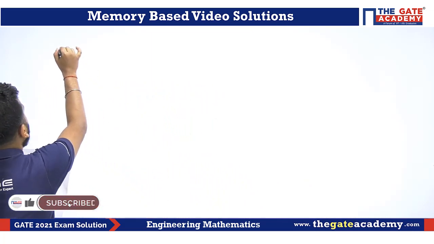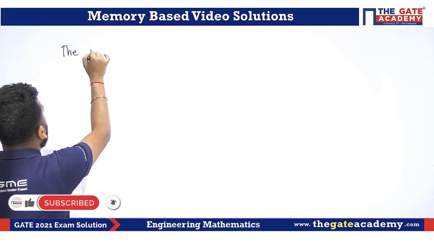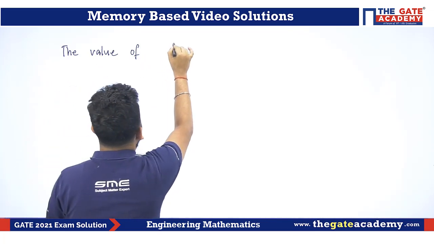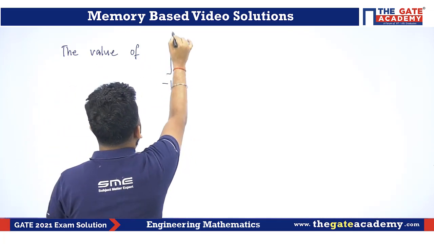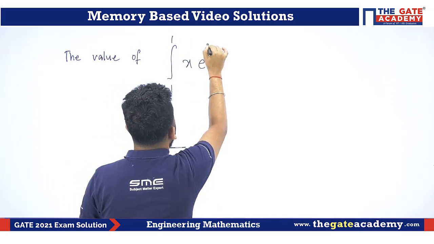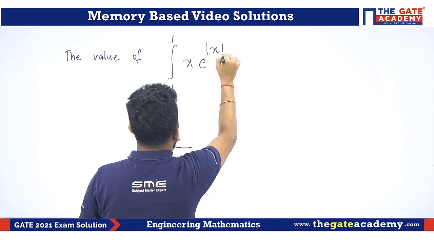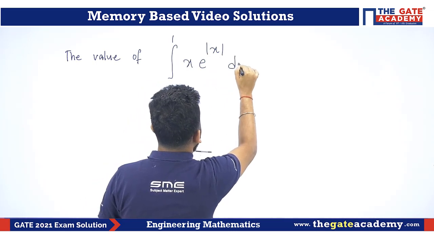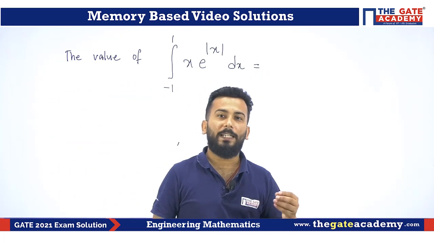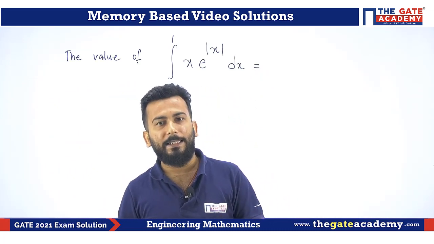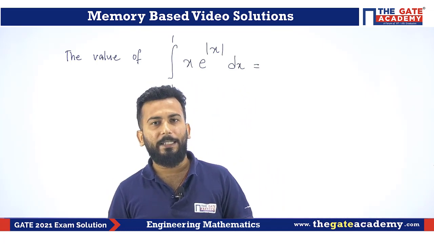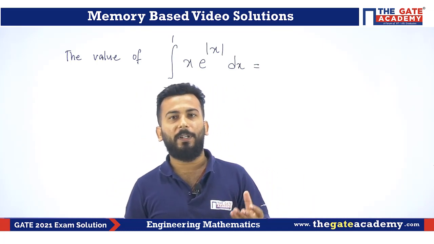The first question is the value of the integral from minus 1 to 1 of x e to the power mod x dx. This is the question that we have got. Now clearly you can see that this is an integral from minus a to a, the definite integral minus a to a property. What is the first thing that we check?